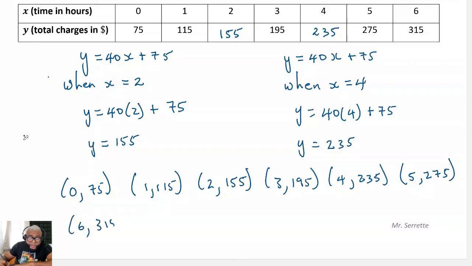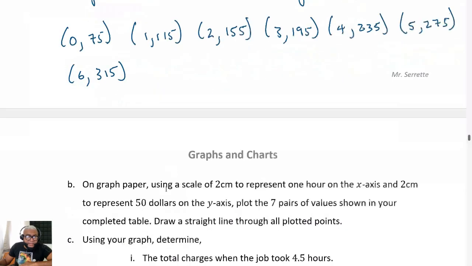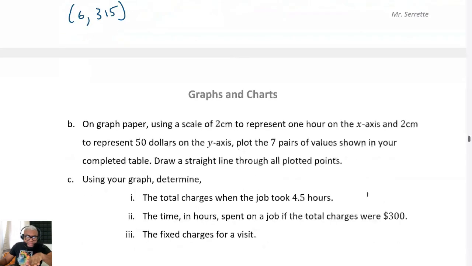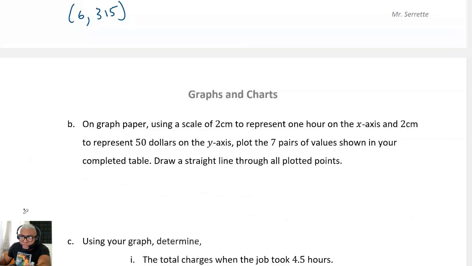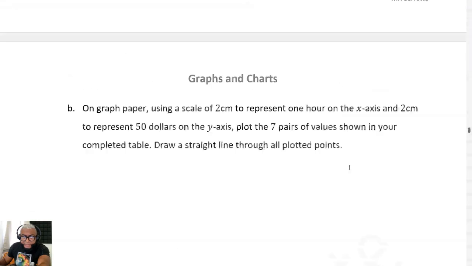So the table is where I got my coordinates from, right? These will be your X values above here. These will be your Y values underneath here. So let's see what they asked us to do with these coordinates. On the graph paper, using a scale of 2 centimeters to represent 1 hour on the X-axis, and 2 centimeters to represent $50 on the Y-axis, plot the 7 pairs of values shown in your completed table. Draw a straight line through the plotted points, right?